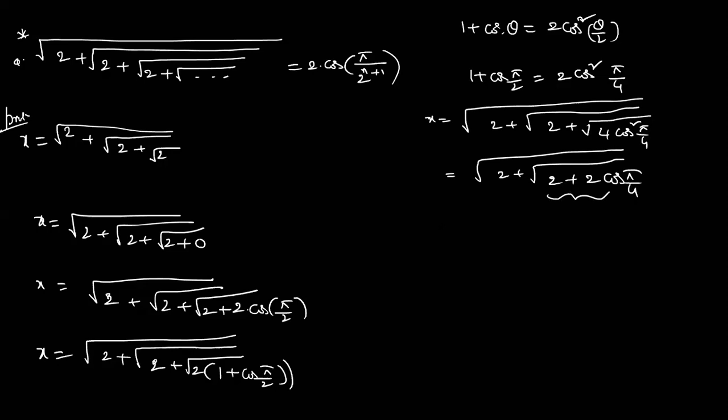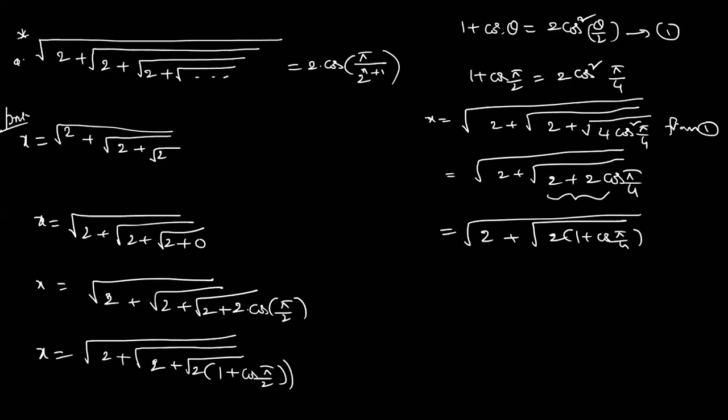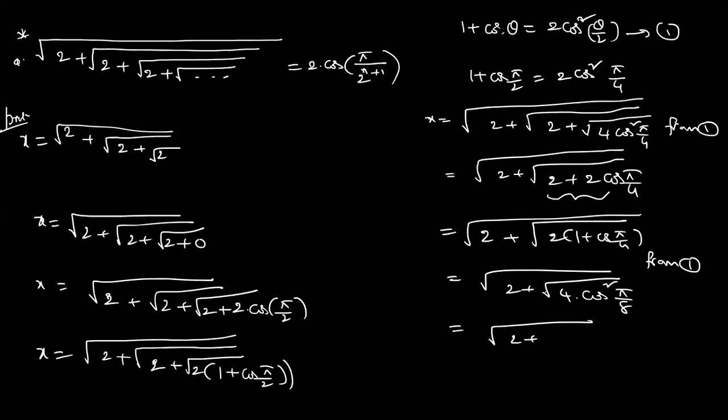Similarly, from these two cases, take 2 as a common factor. Dear student, this is a 1. So this one from 1, here also from 1, you can write. What is the answer, can you guess? Root over 4 into cos square pi by 8. Still 2 plus 2 cos pi by 8. Still what is the answer coming, can you guess? So 2 into cos pi by 16 is coming.